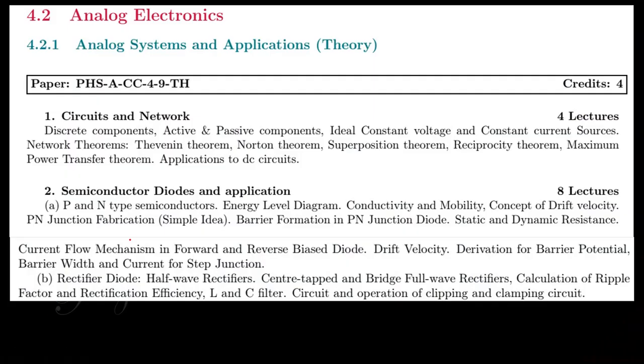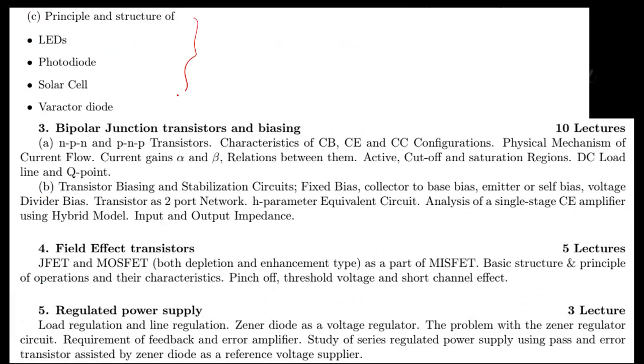You can see this is the syllabus for University of Calcutta 4th semester BSc Physics Honors. This part, that is the circuit and network, was discussed in lecture 1. Then the semiconductor diode and its applications were discussed in lectures 2, 3, 4 and 5. Okay, and these two parts, in the last lecture, I think 5, will be discussed.